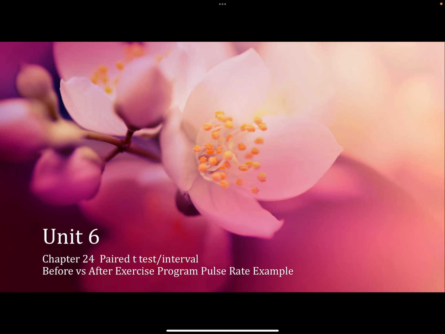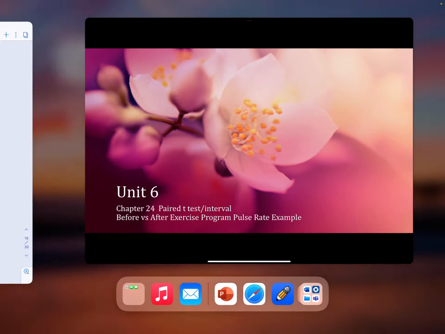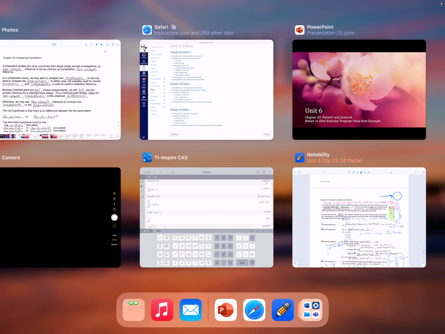Unit 6, Chapter 24, Paired t-test and interval. And I also have an example of before versus after exercise program pulse rate. Okay, first of all, let's look at the paired t-test.